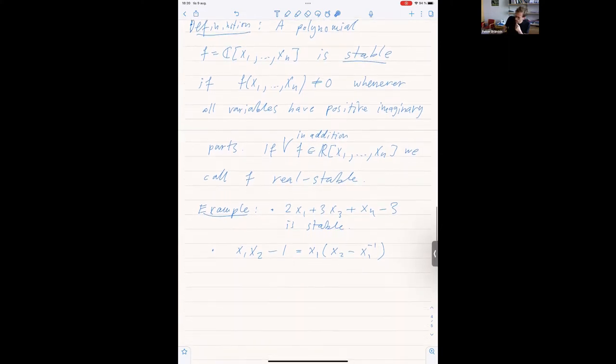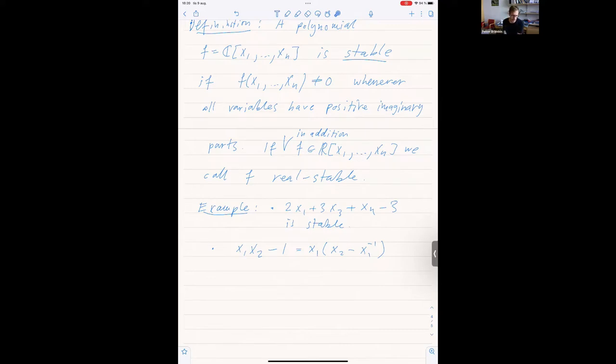So, and why is this a multivariate analog of real-rootedness? Well, a simple fact is that if f has real coefficients, then f is stable if and only if it's real-rooted. And this is because since it has real coefficients, any non-real zeros come in complex conjugate pairs. So if it's supposed to be non-vanishing upstairs, then it better be non-vanishing downstairs. So all the zeros lie on the real line.